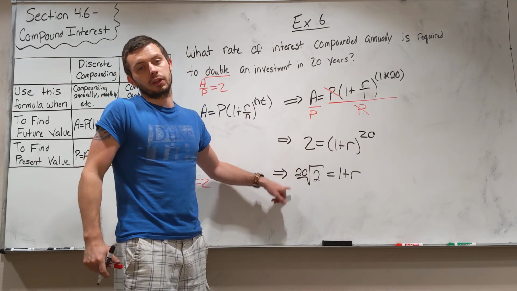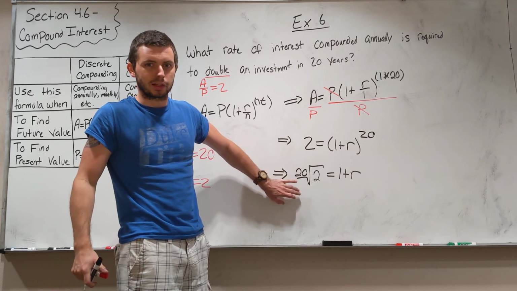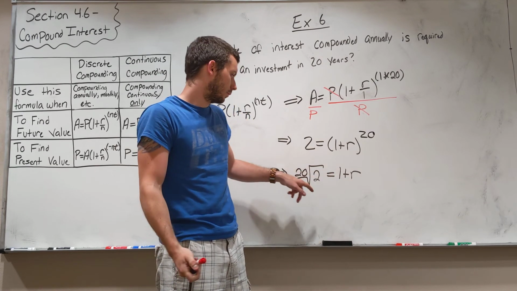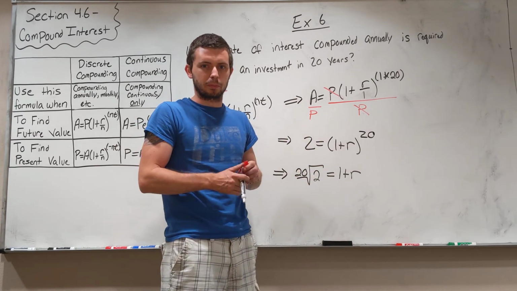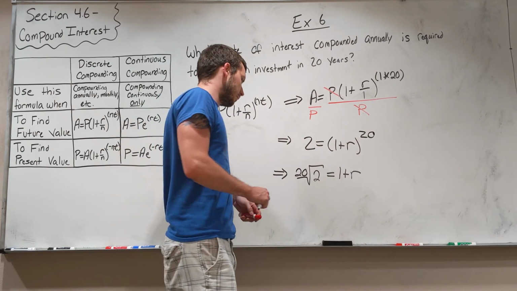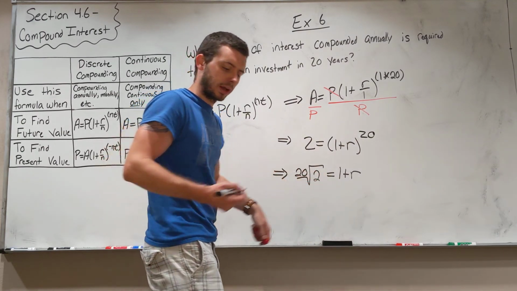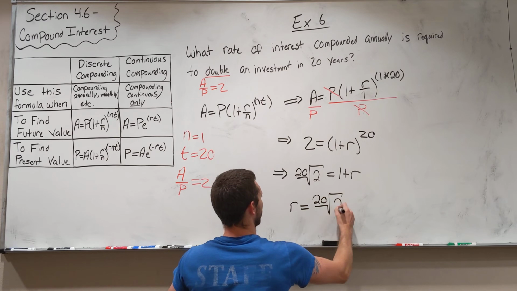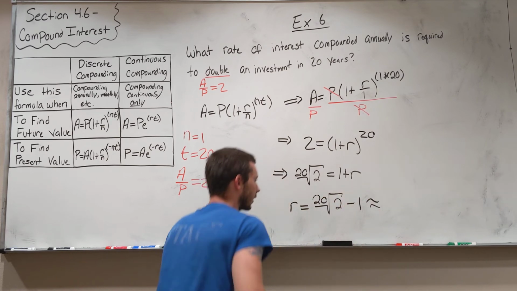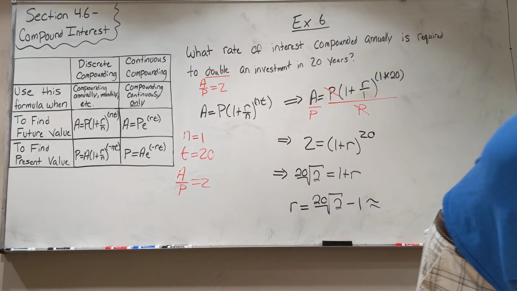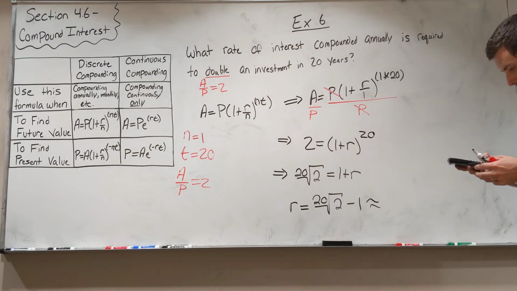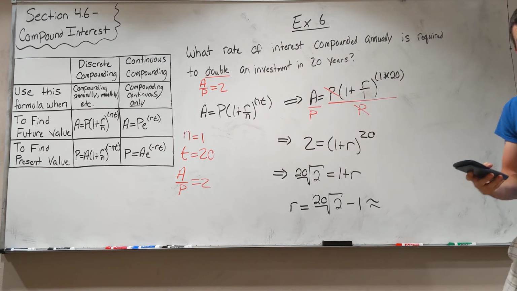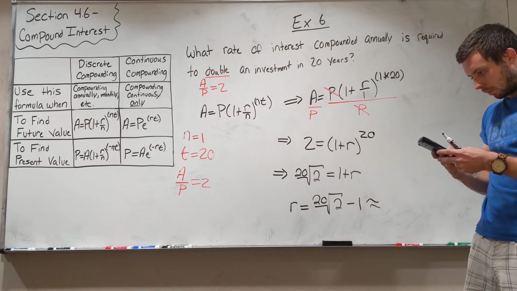So that's how we're transitioning here. Technically, we would need a plus or minus, but remember the rate is a positive value. We have a positive rate, so we're going to ignore the negative value of this. And so all we have to do is subtract 1 on both sides to get r by itself. So r is equal to the 20th root of 2 minus 1. And they do want us to, again, round this to 2 decimal places. So with the 20th root, you do need to know how to put the 20th root in your calculator. Minus 1.